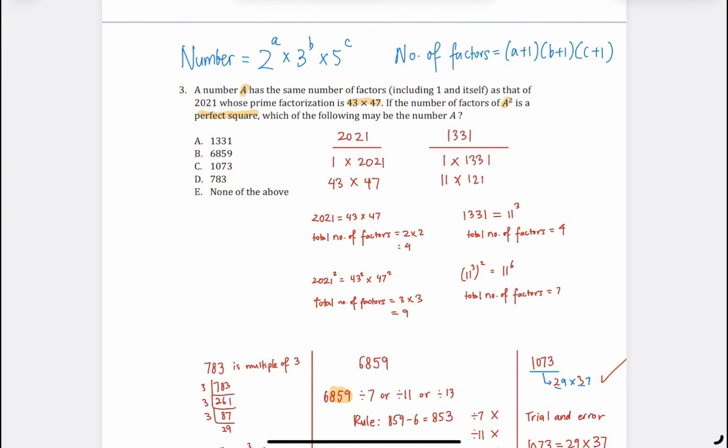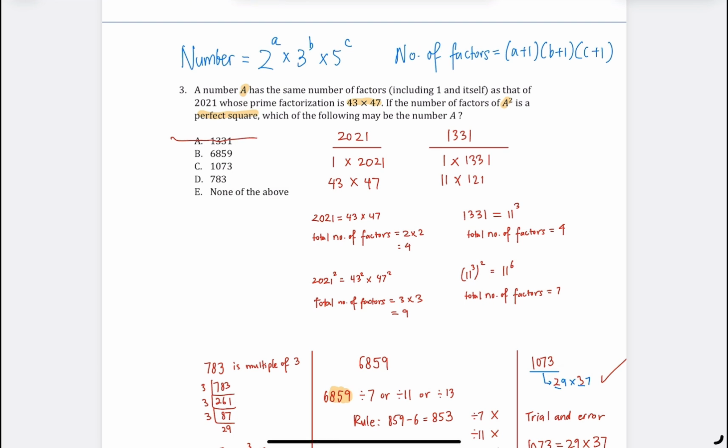So that is what it means by A square having a perfect square number of factors. Why is this important? Because, for example, 1331 for option A also has 4 factors, namely 1, 11, 121 and 1331. But if I square the number, it will be 11 to the power of 6. The number of factors for this will be 6 plus 1, so it's 7. So 7 is not a perfect square. Even though the number of factors of A is the same, the number of factors for A square is not a perfect square. So A is out.